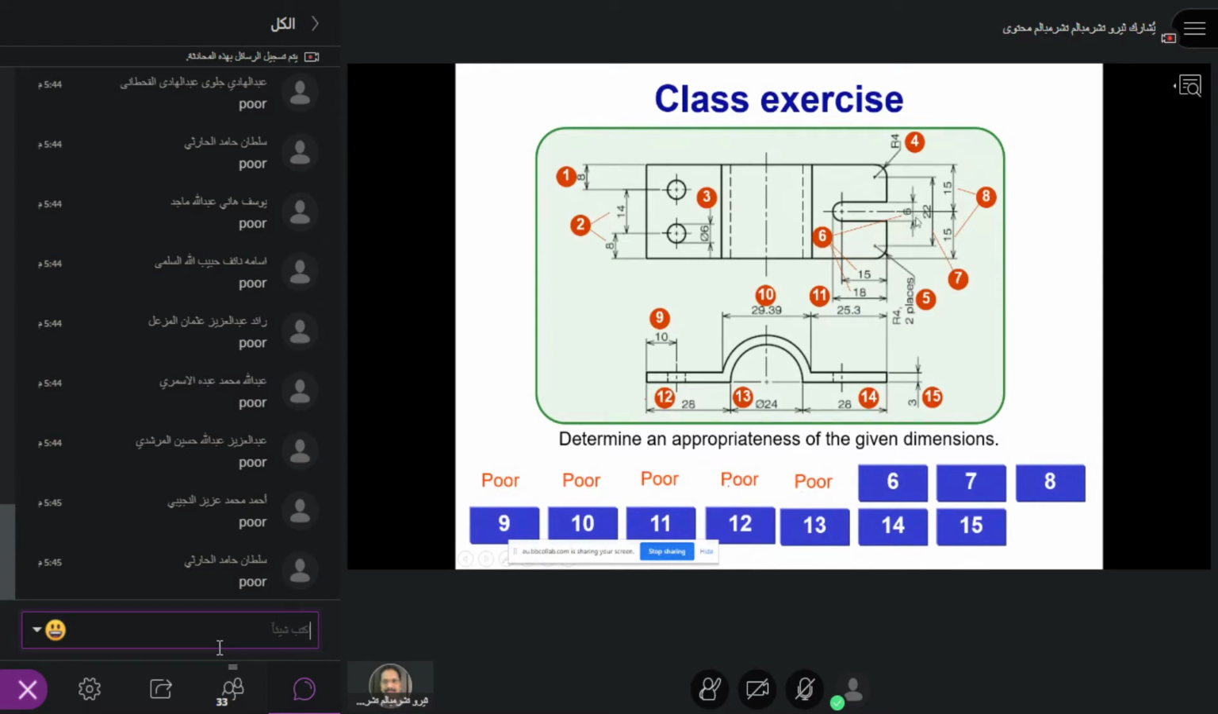What about 6? Oh, he cut the line. You see, the dimension line, he cut it. Dimension line should not cut. So this is poor. Correct? 6 is poor. Okay.